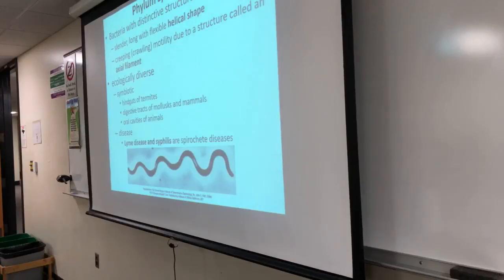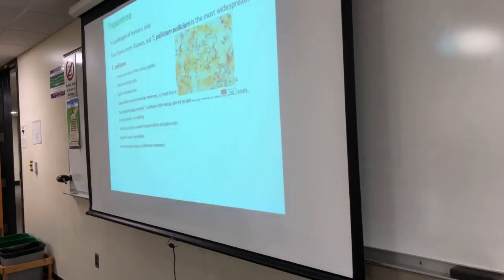Spirochetes, right? Phylum Spirochaetes. What about this? They have a helical shape. Why do they have a helical shape? They have the axial filament that helps them to corkscrew or bore into mucus and things like that. They can cause Lyme disease. One of them causes syphilis, right? The one that causes syphilis, Treponema pallidum.